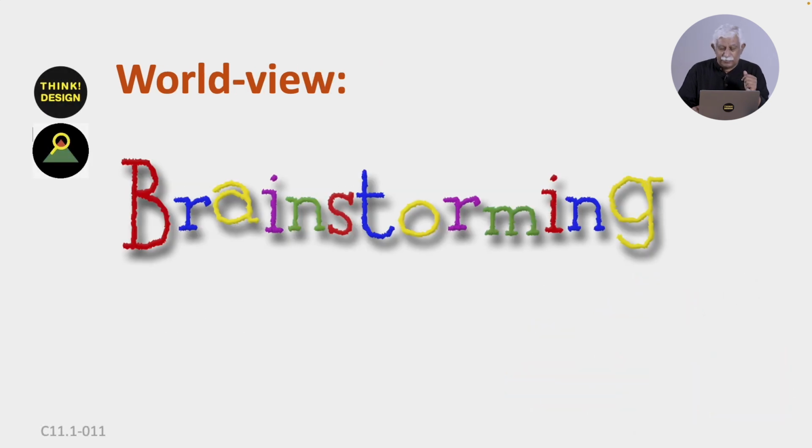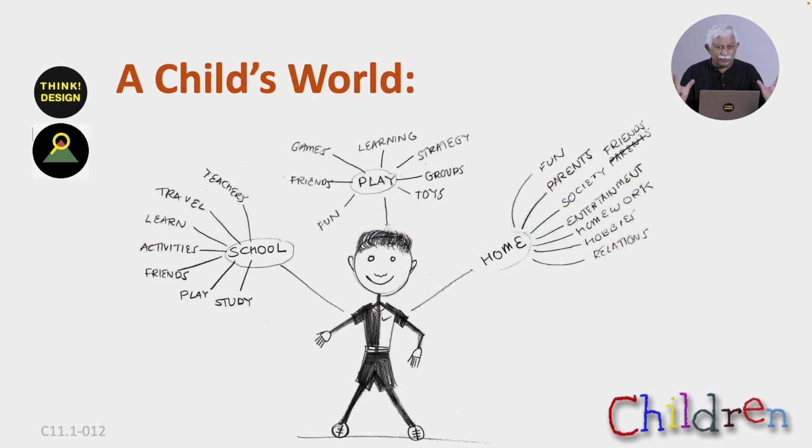They started with forming the worldview through brainstorming. If you look at the world of children, it varies between home, school and play. I think these are the three big spatial environments which influence their growing up period. And you have further categories in school. You study, you play, you make friends, you do a lot of activities, you learn. Sometimes you go to places, and there are teachers who become your friends over there.